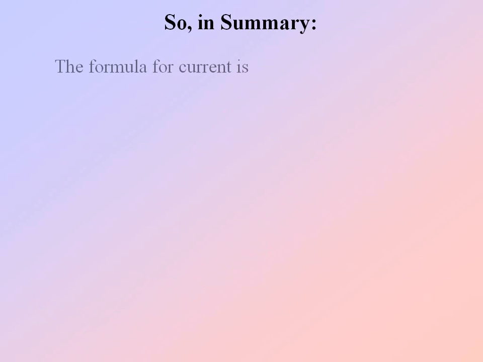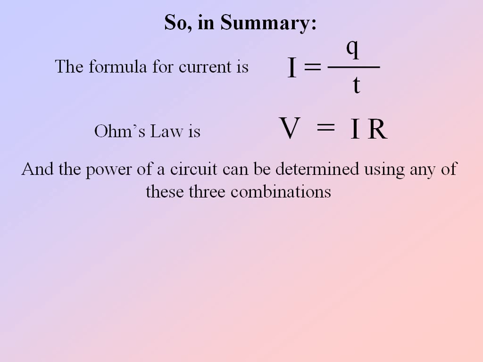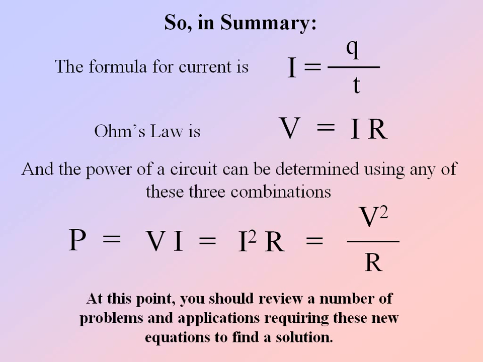In summary, the formula for current, I is equal to charge divided by time, Q over T. Ohm's law, V is equal to IR. And the power of a circuit can be determined using any of these three combinations. Power is equal to VI is equal to I squared R is equal to V squared over R. At this point, you should review a number of problems and applications requiring these new equations to find solutions.